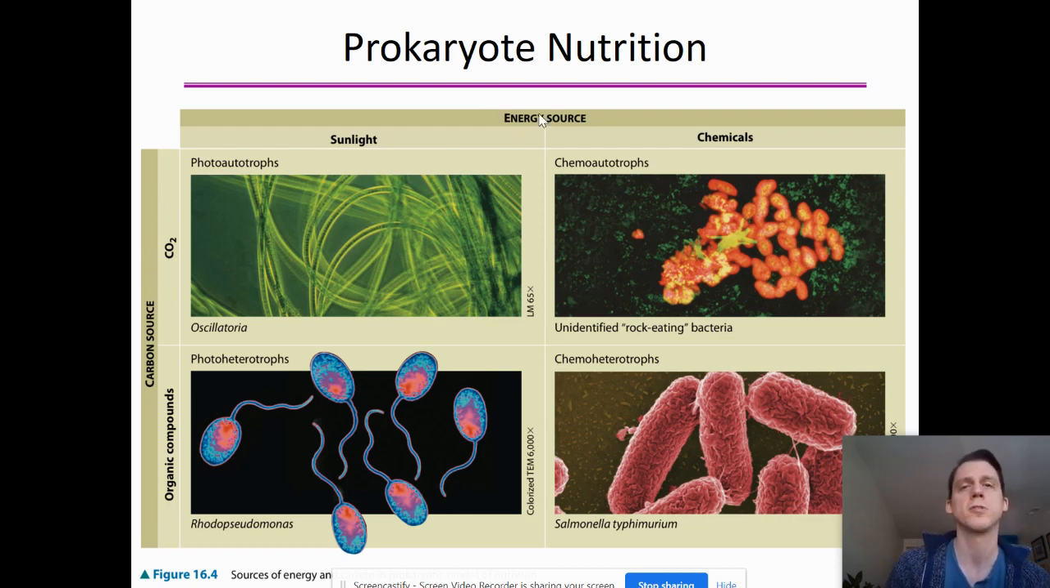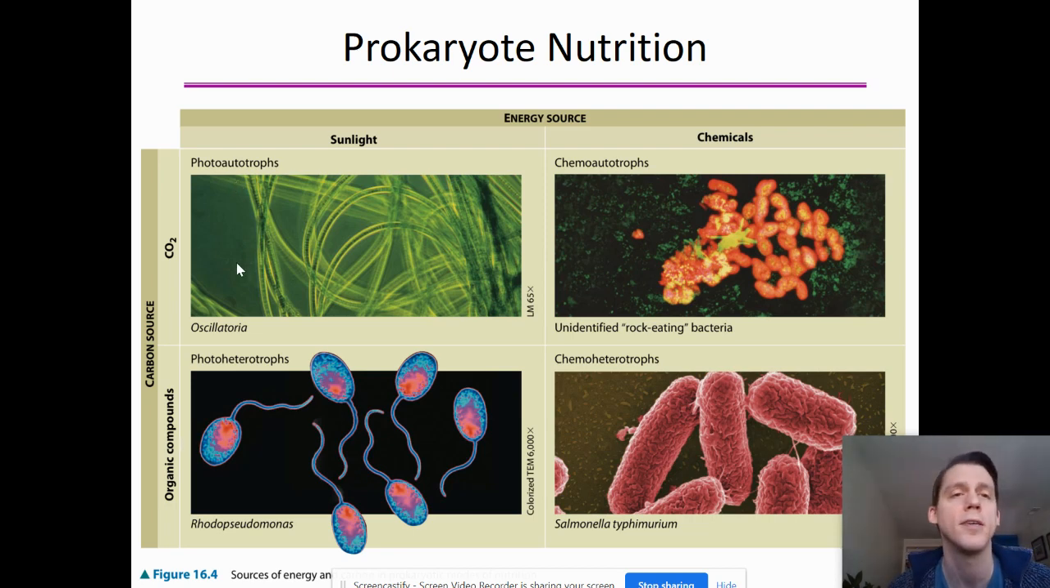So the energy source, prokaryotes can either get their energy from the sun or from chemicals, right? They can either absorb their energy from sunlight, or they can absorb it from the potential energy found in various chemicals. And then we have the carbon source. The carbon source is going to be, where does the carbon come from to make all those carbon compounds? It's either CO2 or organic compounds. So this would be like chemicals that are specifically carbon-based chemicals, right?